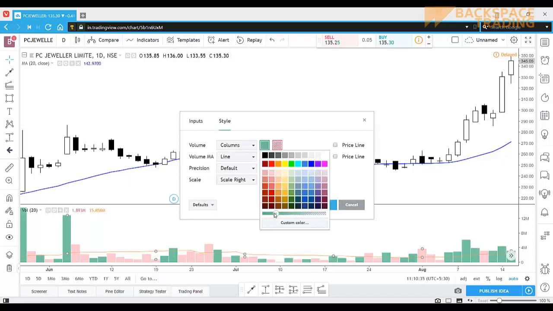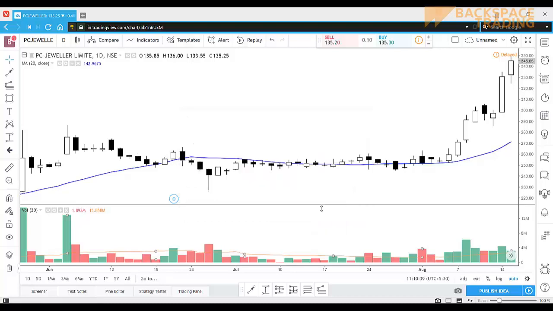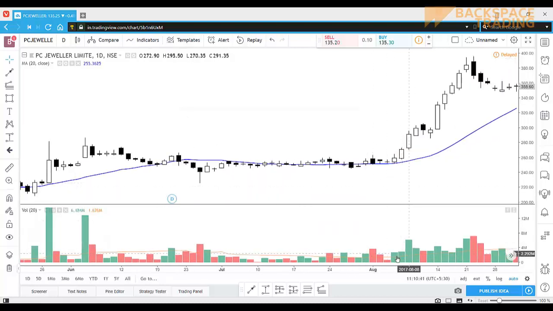Oh yeah, why not? Let's change the color. Why not make it colorful? Right. Now look at the volume. It's been silent for a very long time, right? And here is the first candle that broke, and look, the volume kept increasing. Yeah, the big spike in volume, this is the big spike in price.